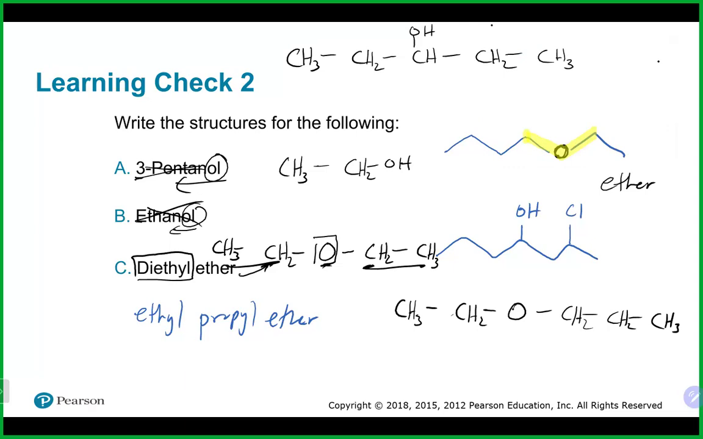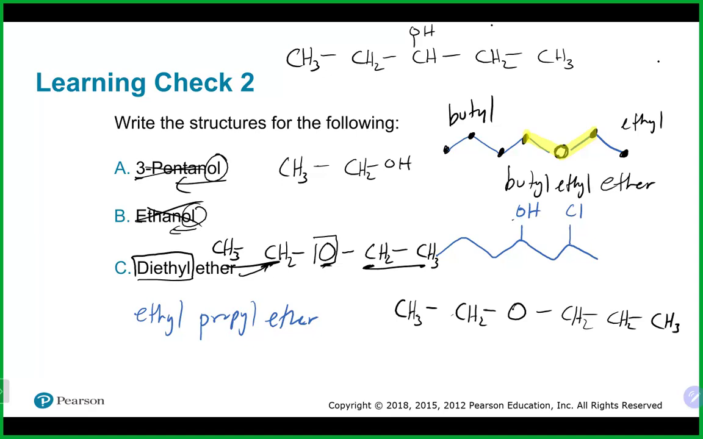Now what we have to identify is what the groups are to the left and the right. If we go to the right here, that's 1 carbon and 2 carbons, so that is an ethyl group. Going to the left, that is 1 carbon, 2 carbons, 3 carbons, 4 carbons. That is a butyl group, I believe. And again, we're going to go alphabetical, so B before E. That's going to be butyl ethyl ether in this case. Any questions on that one?